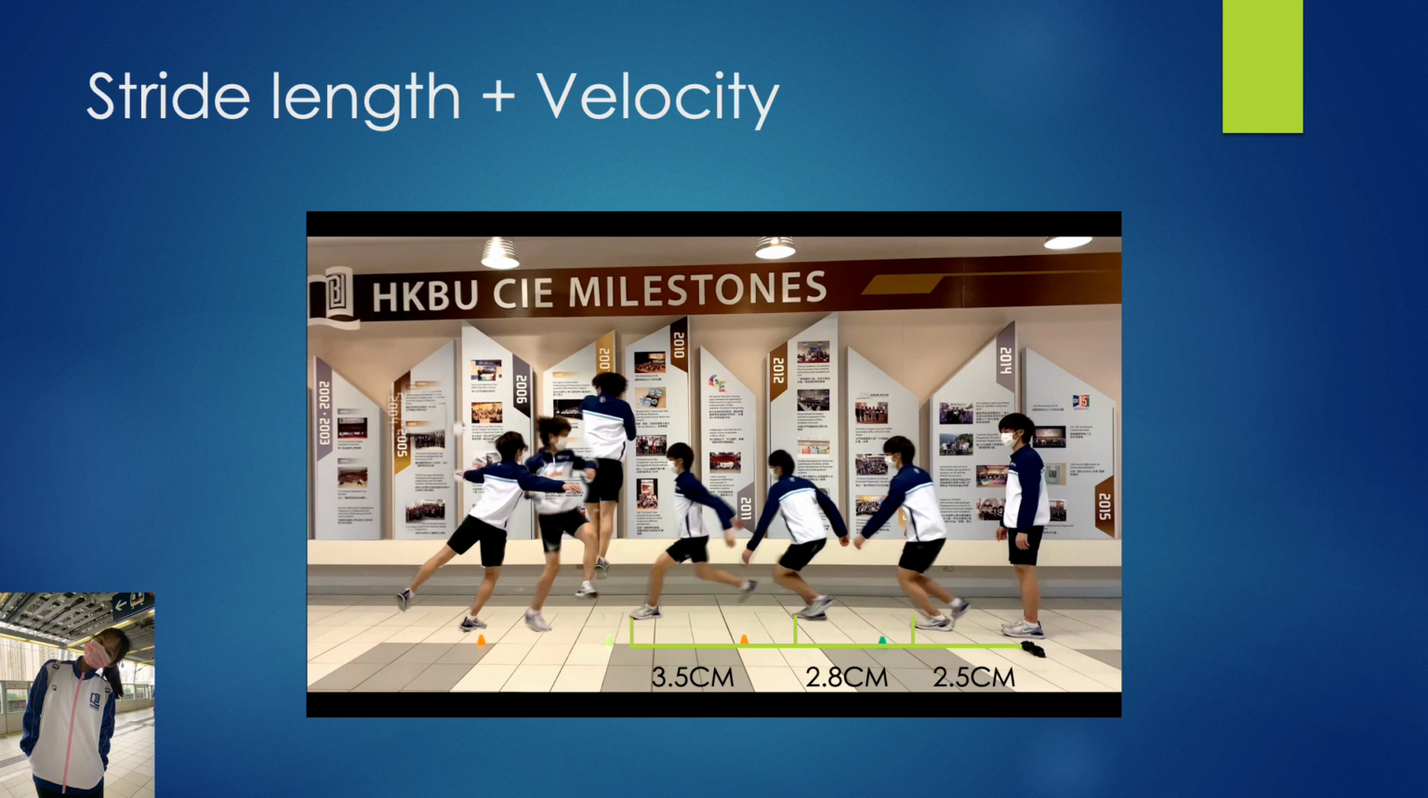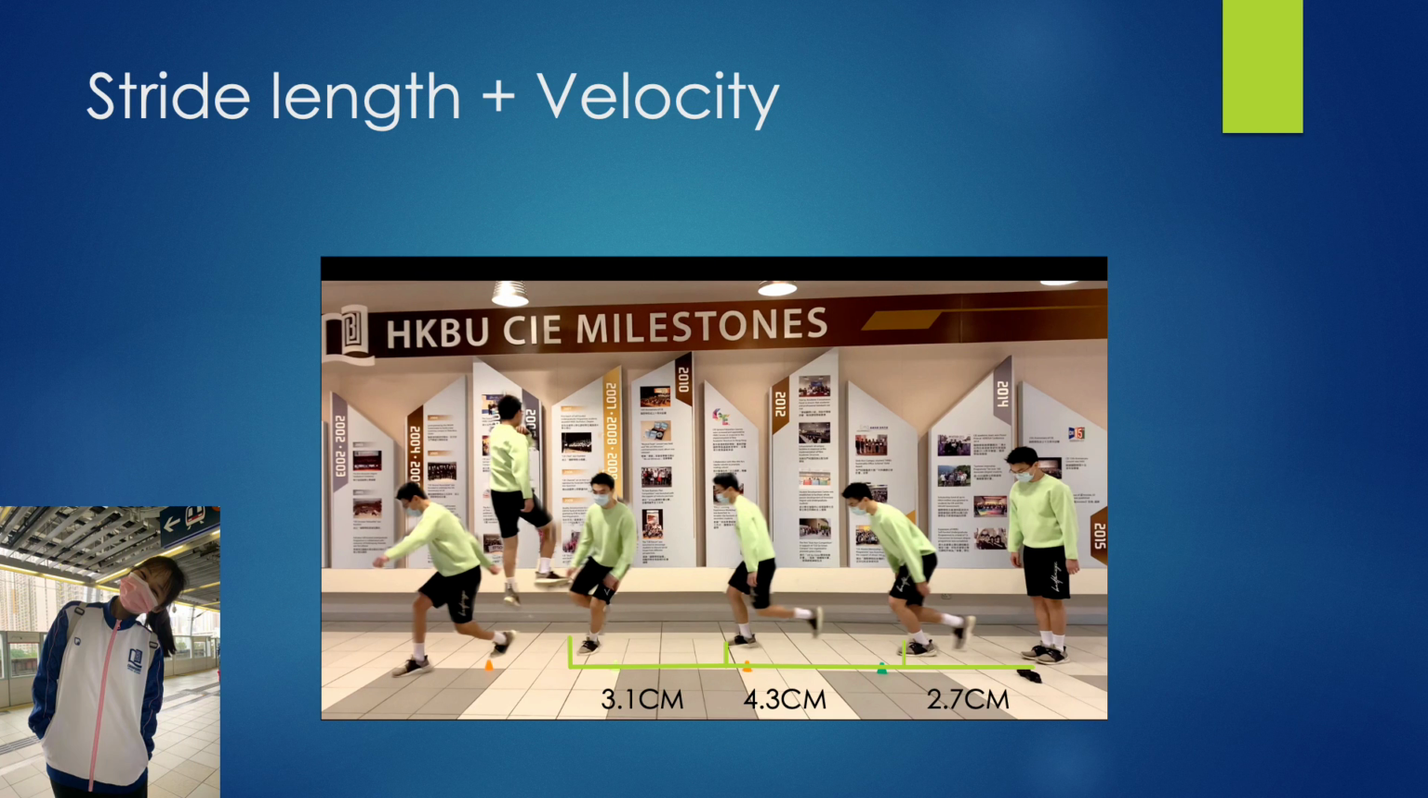We will start with looking at Wayne's stride length. We are using ruler measurement to measure the length of Wayne's steps. The first step of Wayne is 2.5 cm. The second step is 2.8 cm, and the last step before takeoff is 3.5 cm. Besides, the first step of Cash is 2.7 cm, the second step is 4.3 cm, and the last step before takeoff is 3.1 cm.